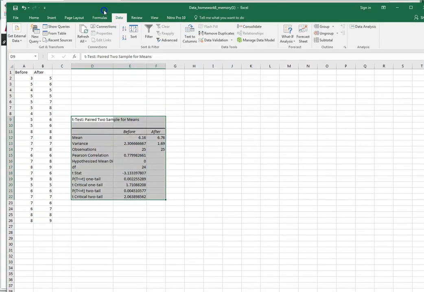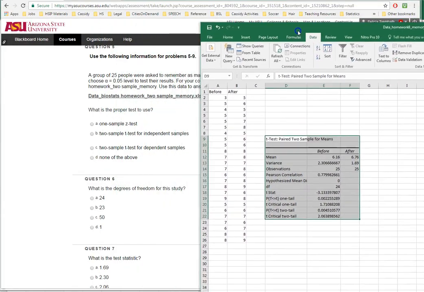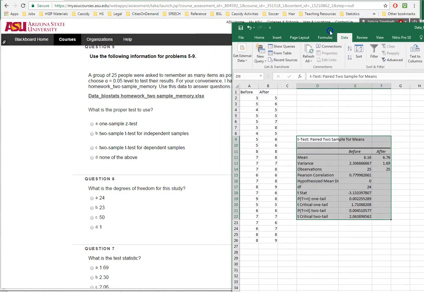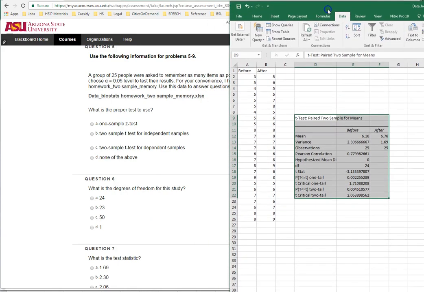Now let me go back to Blackboard to the test, and I need to answer what is the degrees of freedom for the study. I could figure that out just by taking the group of 25 people, and with pairs we take number of pairs minus 1, or I could come over to my results and it tells me 24 is my degrees of freedom.